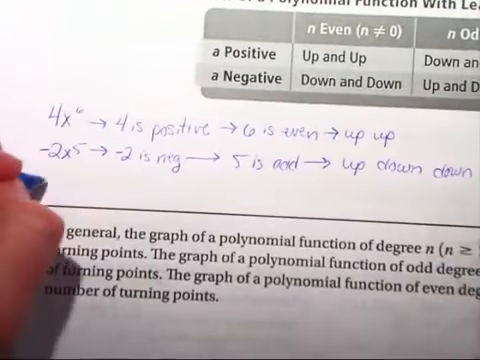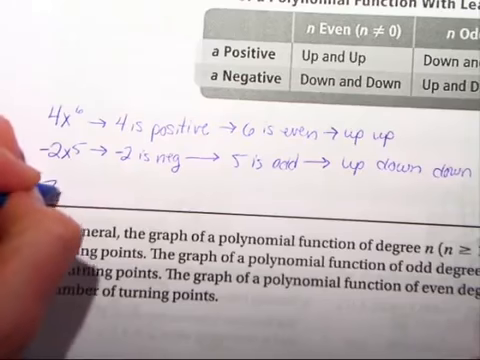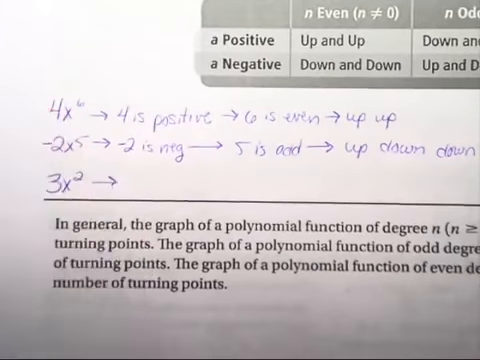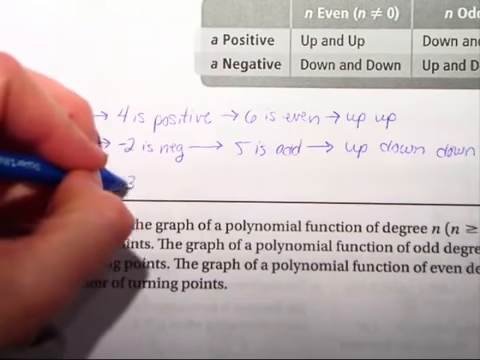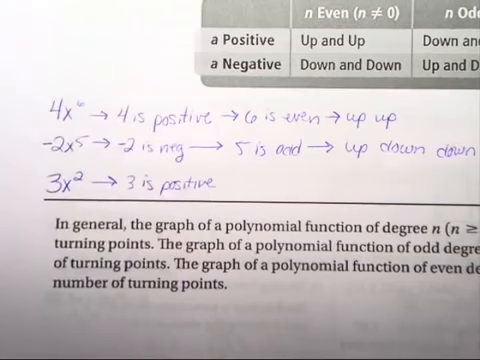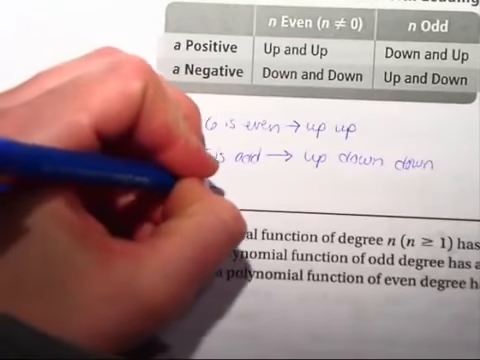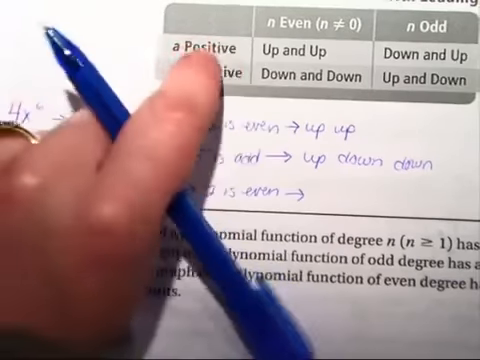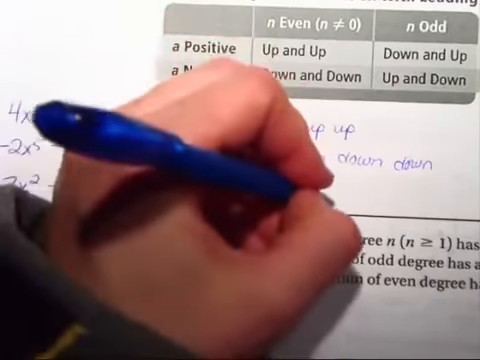Let's say that we have 3x squared. You should know that's a parabola, by the way. 3 is positive. 2 is even. So you do positive, even, up, up.